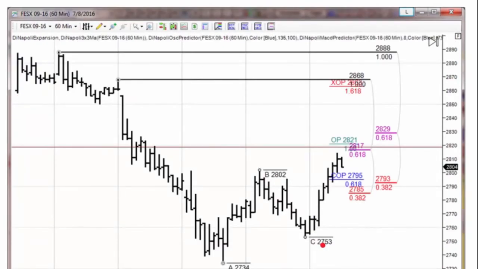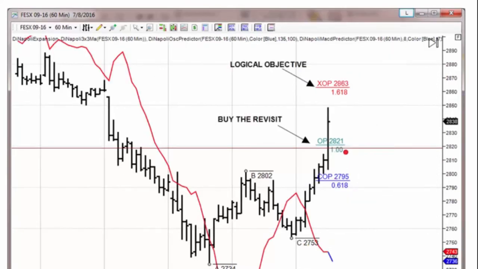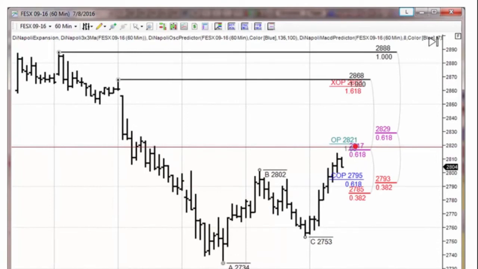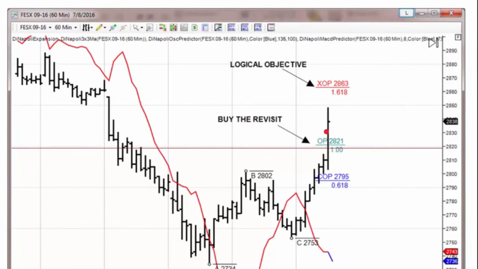More Euro stocks. This was last week. I was trading or sitting neutral, watching as non-farm came out once again. The non-farm actually blasted us right through this agreement zone, so 28.21 to 28.17. The market blasted right through that zone, so I was looking to buy the revisit where the node that was resistance actually becomes support and expecting a move up into the XOP.